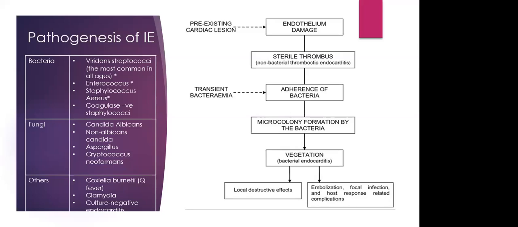So the pathogens that may lead to infective endocarditis can be divided into bacteria, fungi, and others. For the bacteria, the commonest causes are Viridans streptococci, Enterococcus, Staphylococcus aureus, and coagulase-negative staphylococci. For fungi, such as Candida albicans, non-albicans Candida, Aspergillus, and Cryptococcus neoformans. And others such as Coxiella burnetii, Chlamydia, and culture-negative endocarditis. Next.